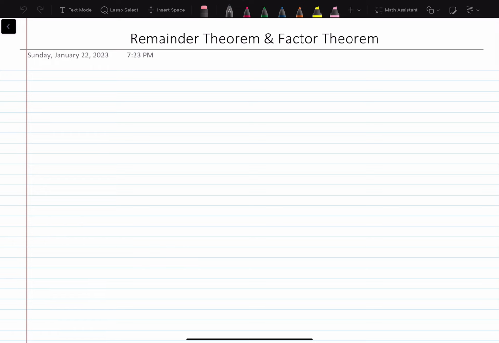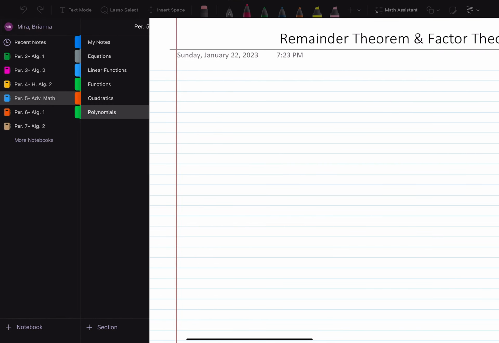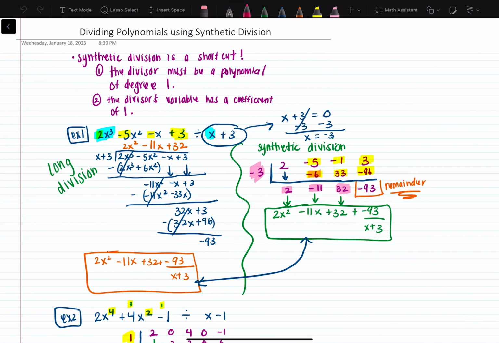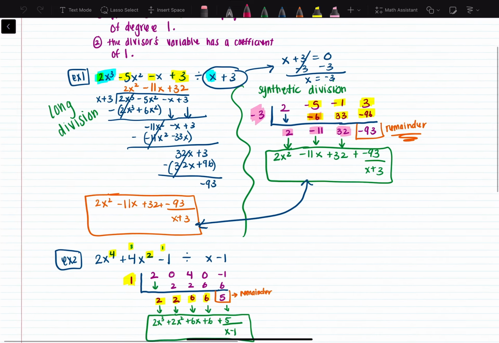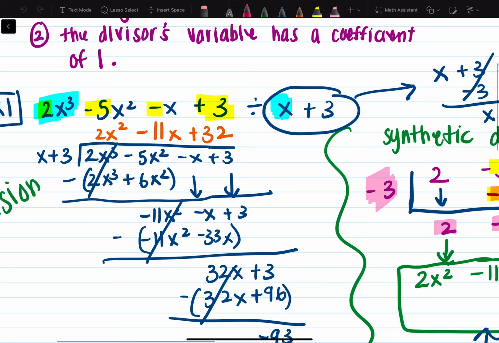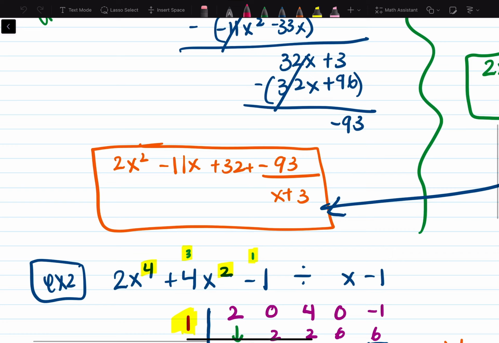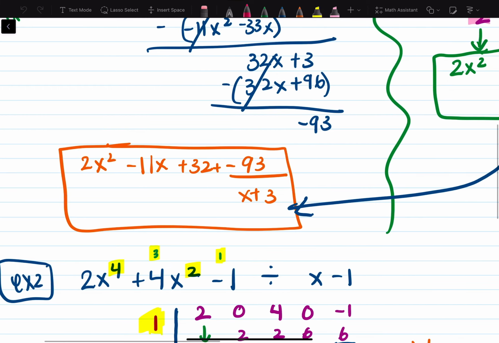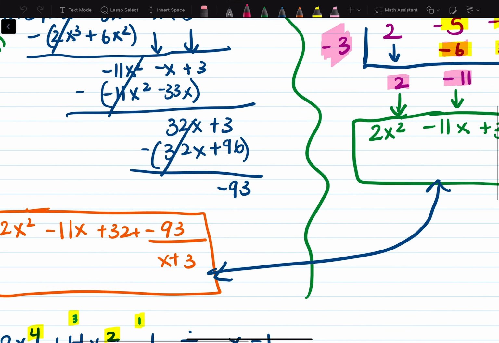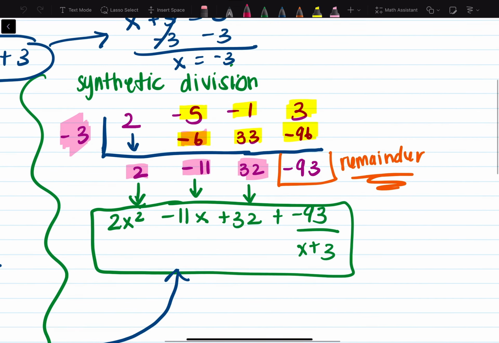However, this theorem is a statement which allows us to get only the remainder from dividing two polynomials. So, again, a refresher from last time's notes: we were asked to divide these two polynomials with one another. We ended up getting 2x squared minus 11x plus 32 plus negative 93 over x plus 3. In this case, negative 93 was my remainder.